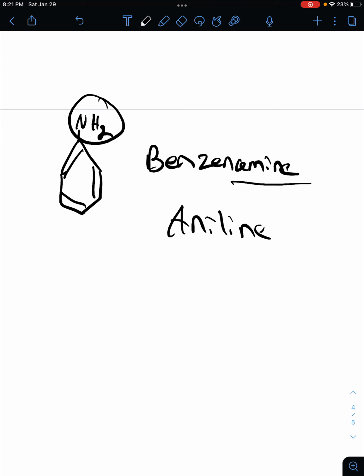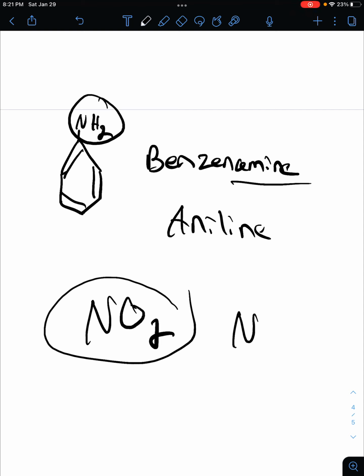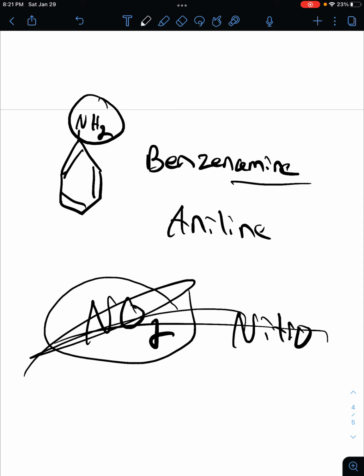Two opposite ends of the spectrum. Actually, an amino group and a nitro group are not the same. A nitro group would be this here. Sometimes I get those confused. This is a nitro group, but this right here is an amino group.